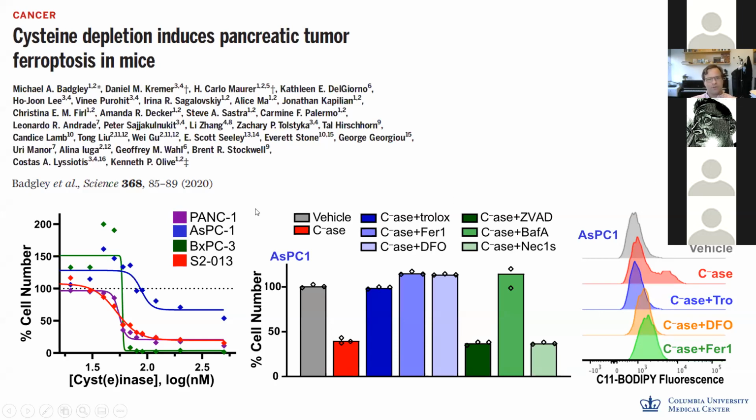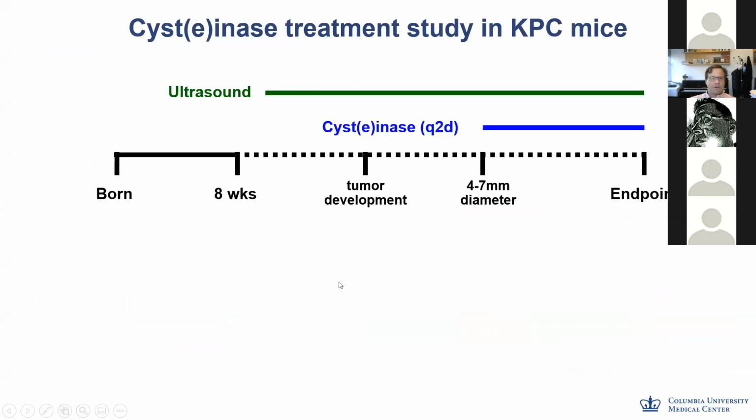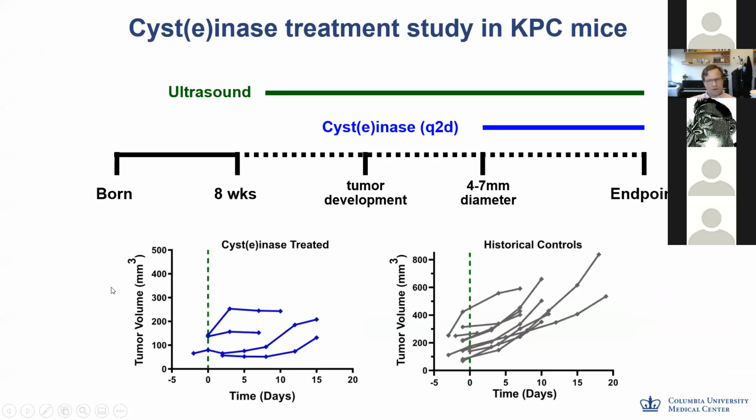At the end, we showed that there was a drug, published a couple of years ago, called cysteinase that can actually digest cysteine in circulation in mammals. And we showed in cell culture that it induced a form of non-apoptotic cell death called ferroptosis, which I think many of you know was discovered here at Columbia by Brent Stockwell. And what we were able to do was show that this drug, in our genetically engineered model of pancreatic cancer, would actually cause tumor stabilizations in these mice over a short period of time.